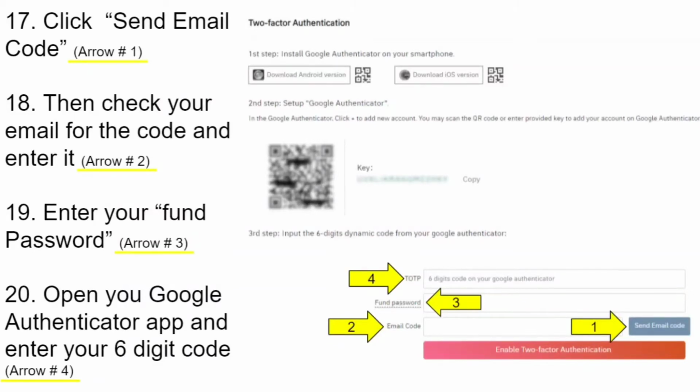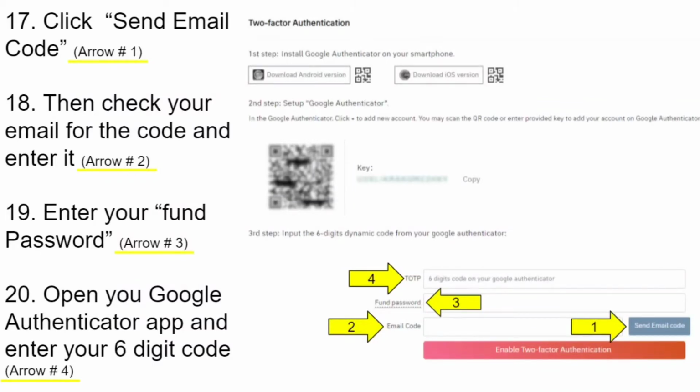There's a reason why we're doing this backwards, and I'll explain it to you. Click send email, where you see arrow number 1, then go check your email for the code and enter it at arrow number 2, right? Then you enter your fund password at arrow number 3, and the top one, arrow number 4, that says TOTP. Sorry, that was my phone. The one that says TOTP is the one from Google Authenticator.